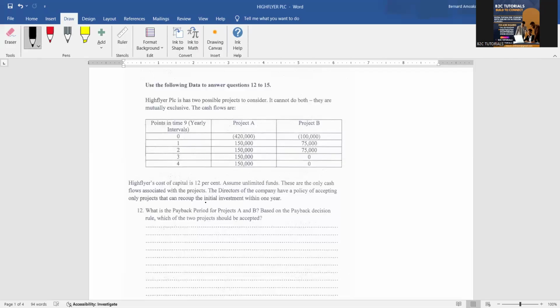So they would ask you a question and then you need to tell us. It says, what is the payback period for project A and B based on the payback decision rule? Which of the two projects should be accepted? The rule here says accept the project within 1 year. So if you compute the two and one is within 1 year, then you tell us it recoups within 1 year. Now, just like we know, this is just a normal payback. So we find our project, we do our cumulative, and then we apply the formula in solving them.